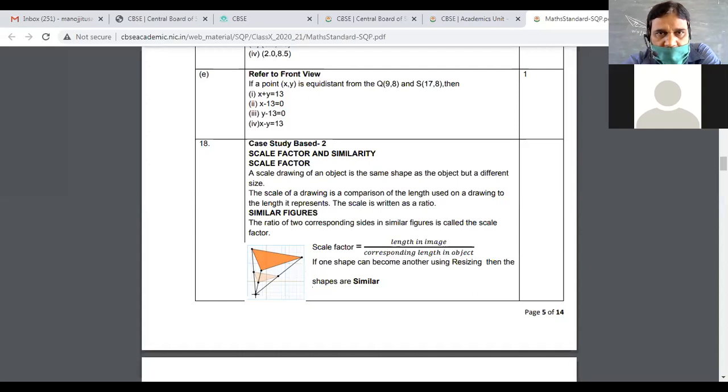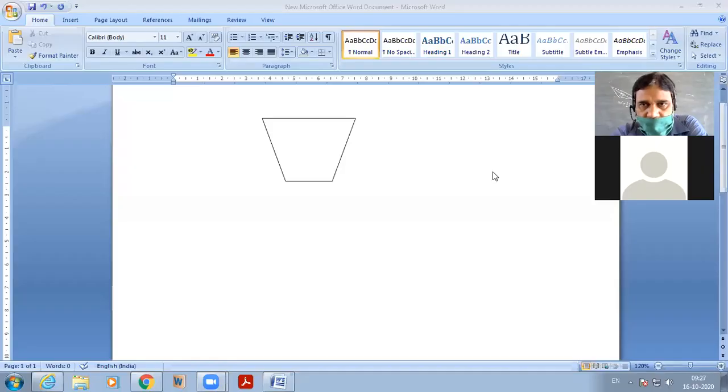Can you see my screen? No, sir. I have drawn a trapezium. This is not seen, sir, only the syllabus is visible. Okay then, once again I'm saying, share screen. Now, yes sir, it's visible. What is this? A trapezium, sir.